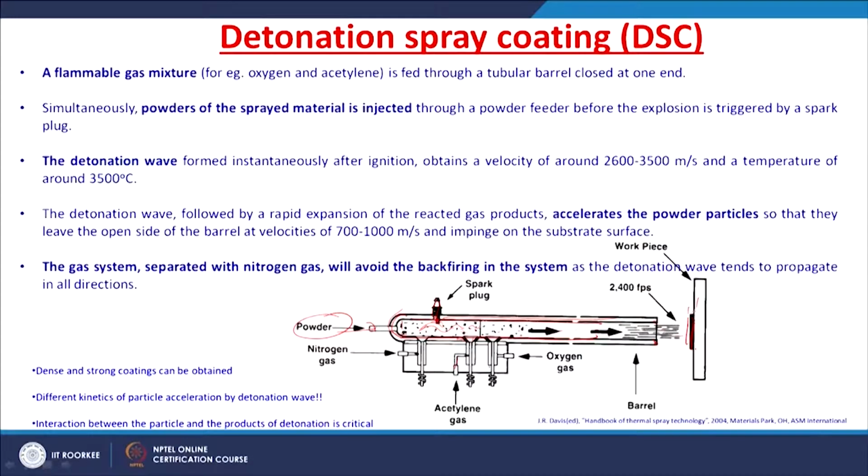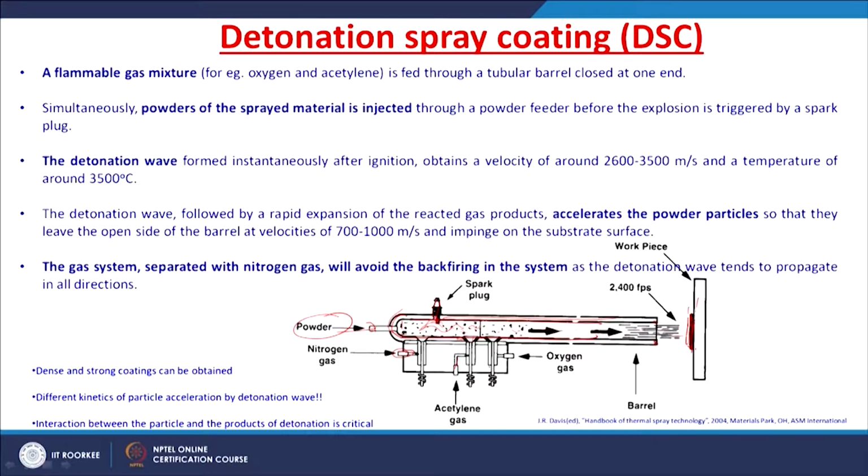The gas system is generally separated with nitrogen gas to avoid backfiring in the system, as the detonation wave tends to propagate in all directions. We do not have control on the detonation wave propagation. The purpose of the nitrogen gas is to avoid backfiring, so that the particles, with the help of the detonation wave, go only in the forward direction at a very high velocity and impact on the substrate to form the coating.